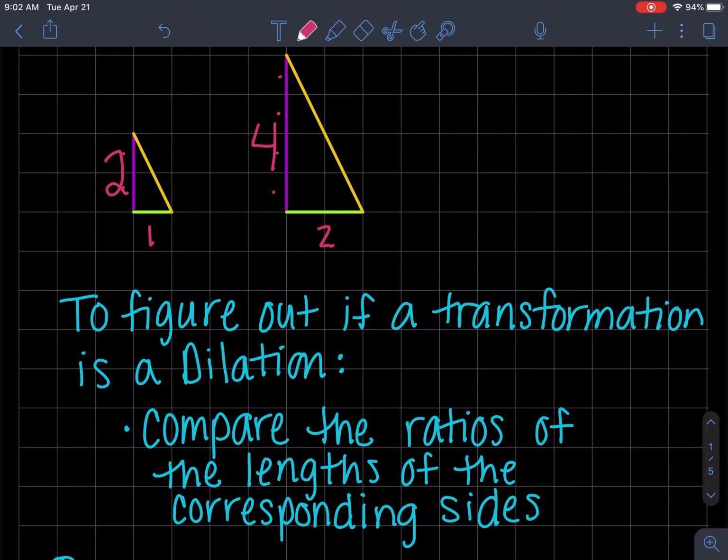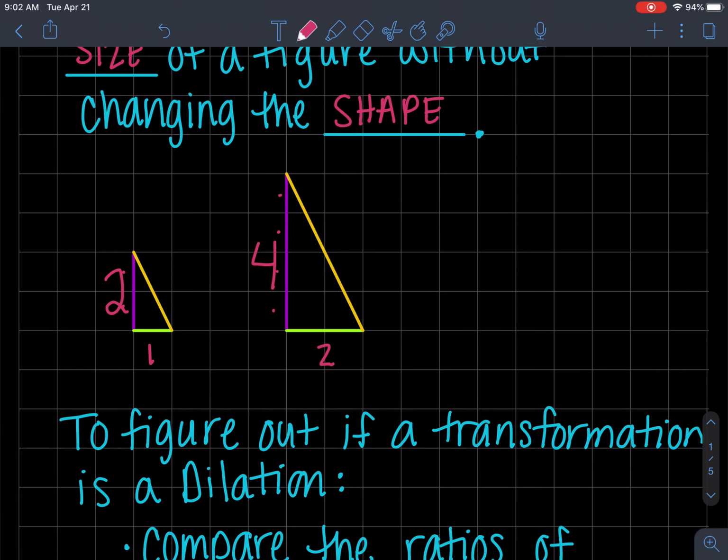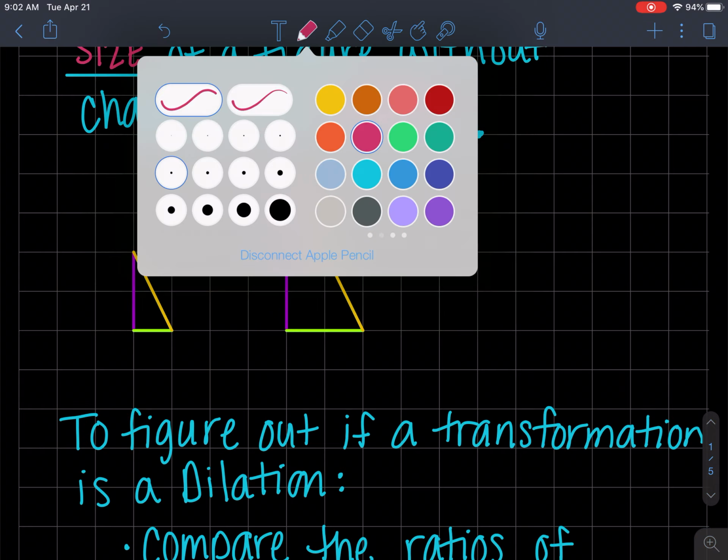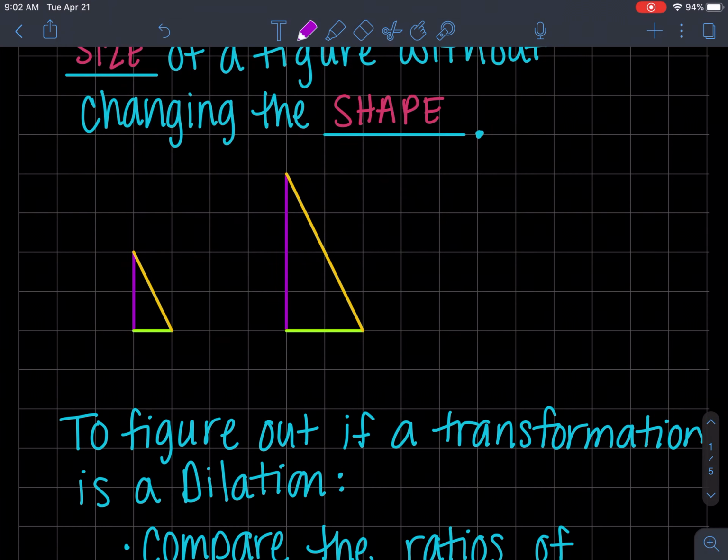So to figure out if a transformation is a dilation, compare the ratios of the lengths of the corresponding sides. So here's what we're going to do. I'm going to change these and put them in the right colors because it's just going to make it easier to see what we're doing next. All right, so we said this was 2 and this is 4. We said this is 1 and this is 2.